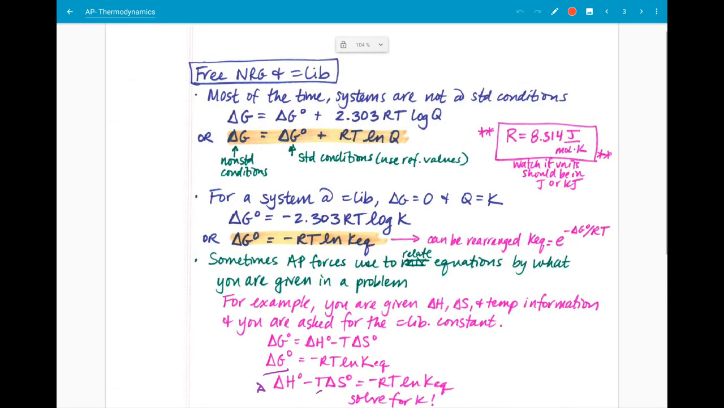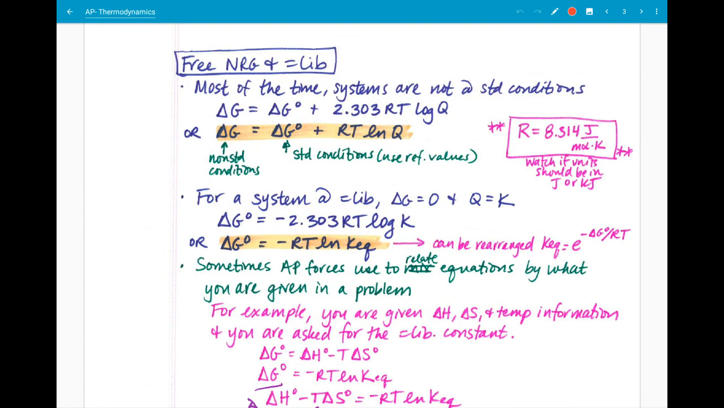Okay, free energy and equilibrium. Most of the time, we're not going to be exactly at standard conditions. So these equations are the ones I would suggest. The more common one we're going to use is the second one that's highlighted. This first one is at non-standard conditions. We're going to find our delta G naught at standard conditions. R is our gas law constant, which is in this form, 8.314. Temperature would be in Kelvin. Then the natural log of Q. Q and K are found the same way. Just a reminder, K is products over reactants.